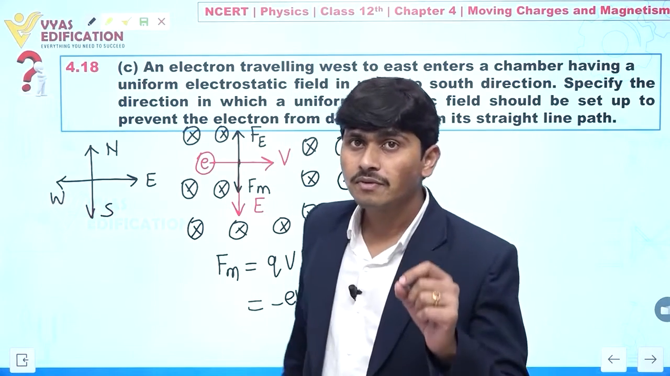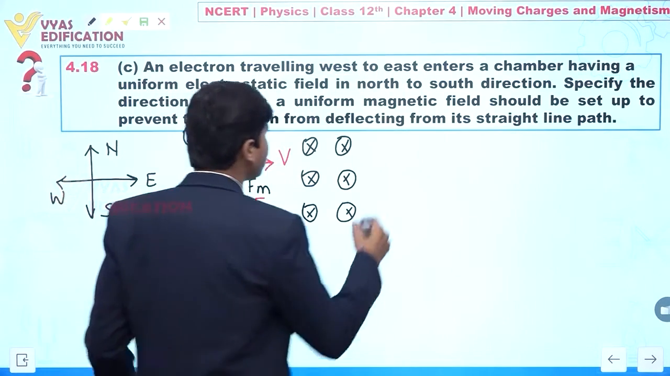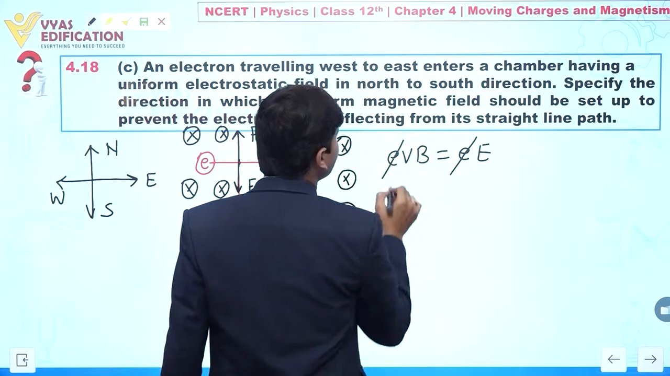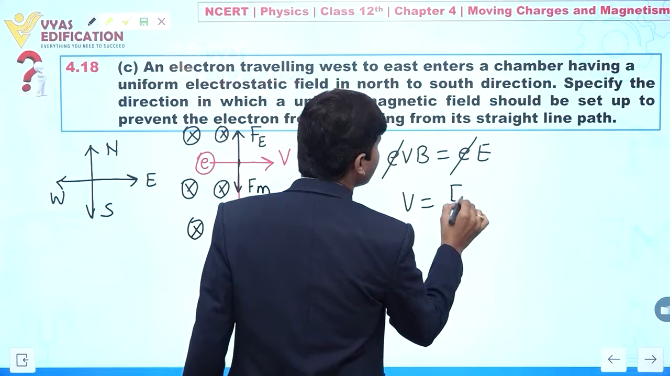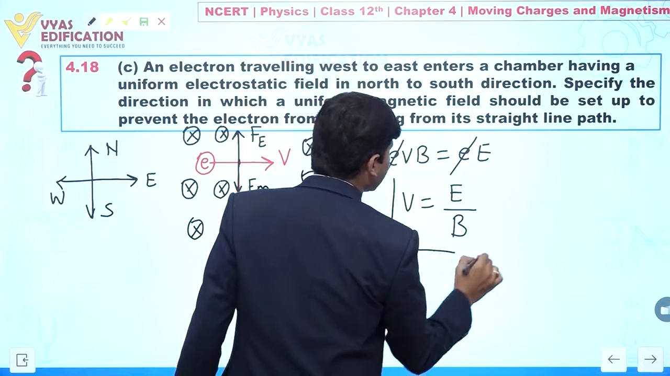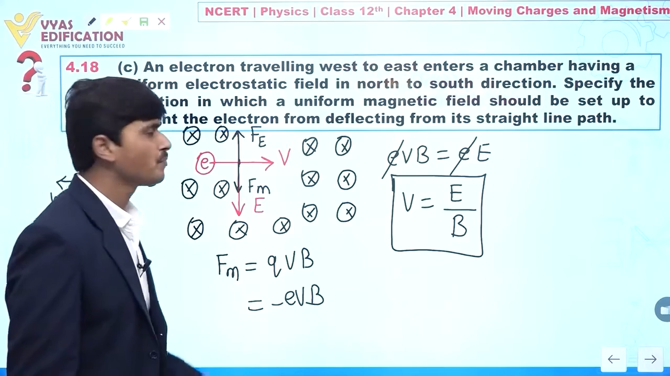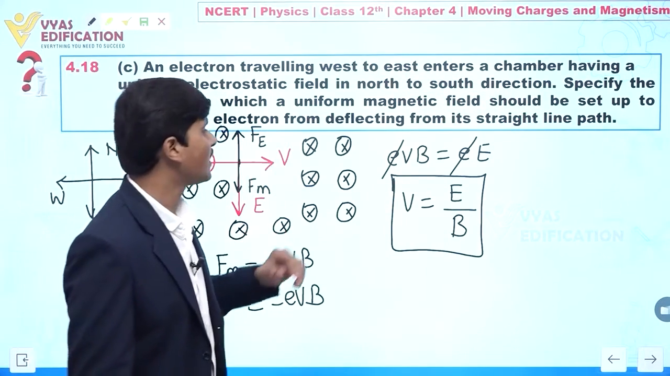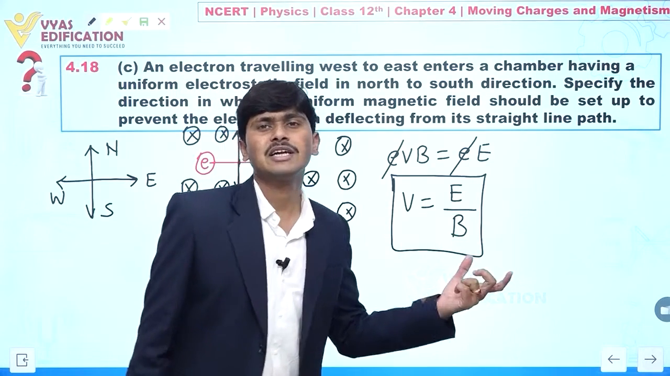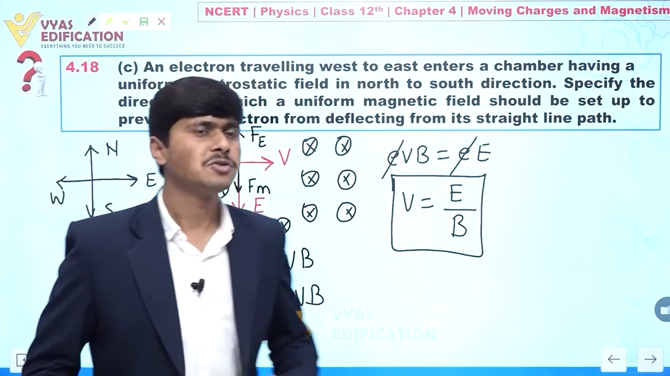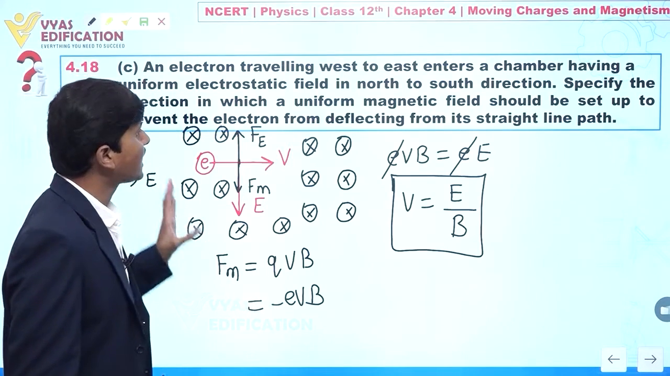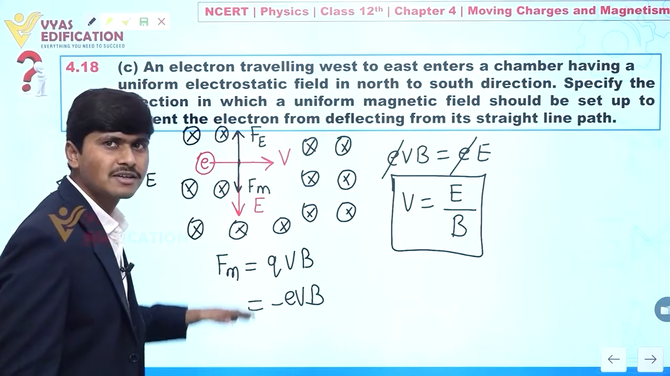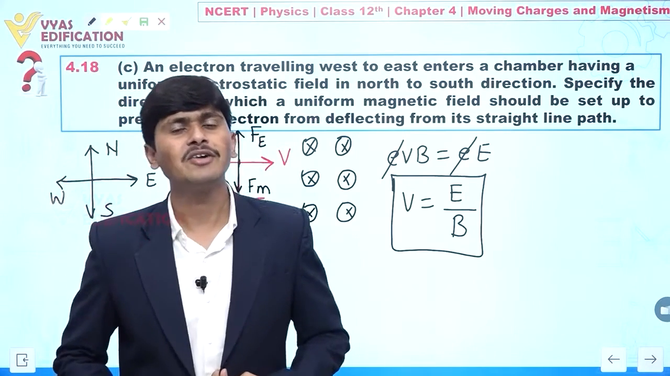Magnitude wise, eVB should be equal to eE. So this is the condition for the electron to go through the magnetic and electrostatic fields without any deviation: the velocity of the electron equals E by B. So in this question, the direction of the magnetic field is perpendicular inward. Clear everyone? So this is all about this question.